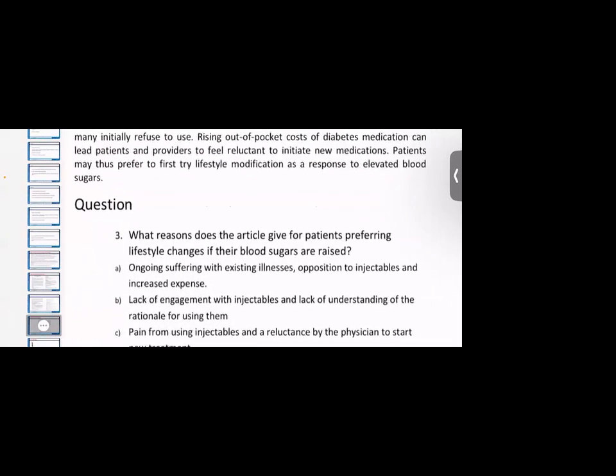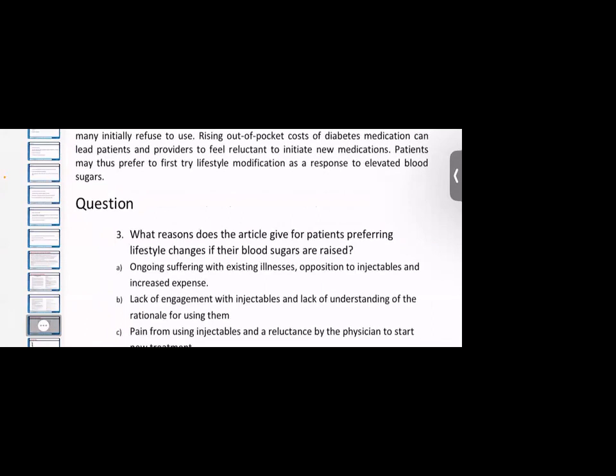Okay, we will start from the question first, and then I will go to the passage. After reading the question, I will go to the passage for highlighting the keywords. And then after reading the passage, I will use the elimination method to mark the correct answer. So the question is, what reasons does the article give for patients preferring lifestyle changes if their blood sugars are raised? This is the question.